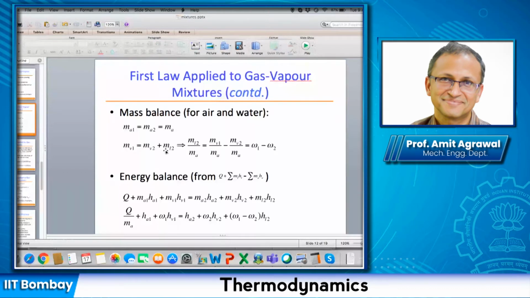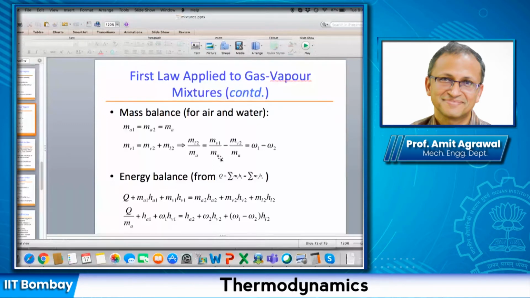Here we are writing that whatever mass of air is coming in is not changing. Whereas when we look at the mass of water, this term, because of evaporation or condensation, has to be accounted for. That means the water which is coming in is not the same as the water which is going out. The difference is the water which is either condensing or evaporating.